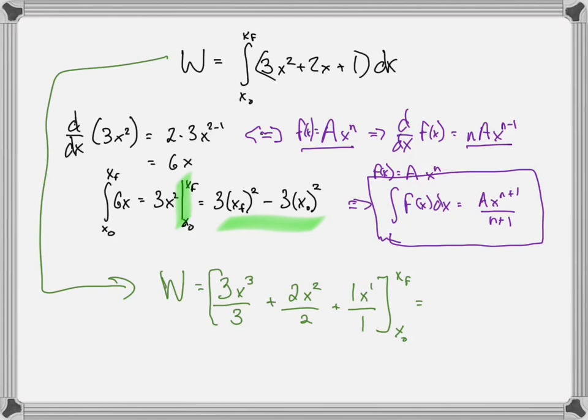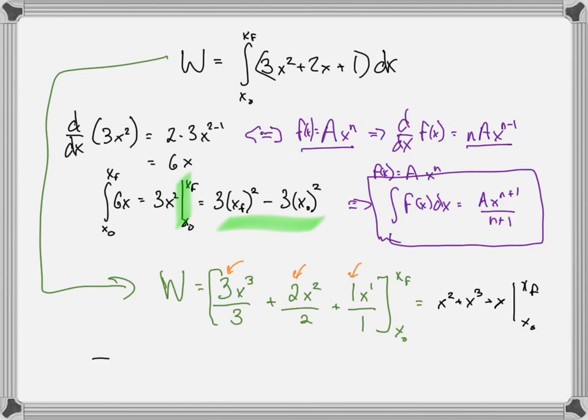And so we end up getting, oh look, I didn't mean to make it 3, 2, 1. That was silly, sorry. Remember, these exponents out front are completely arbitrary, but I made them 3, 2, 1, which was silly because there's nothing special about them. And so the answer here is x cubed plus x squared plus x, and then we evaluate it from x initial to x final.